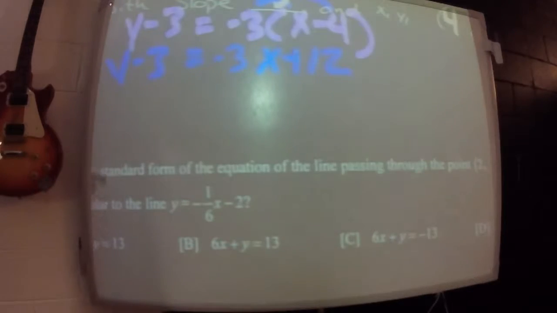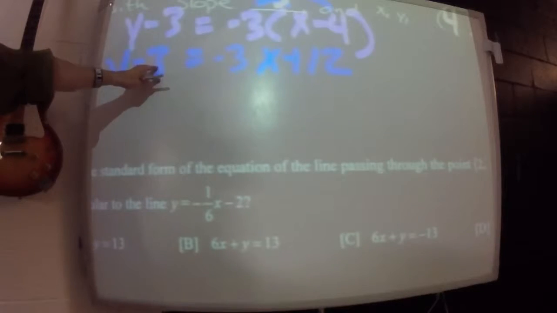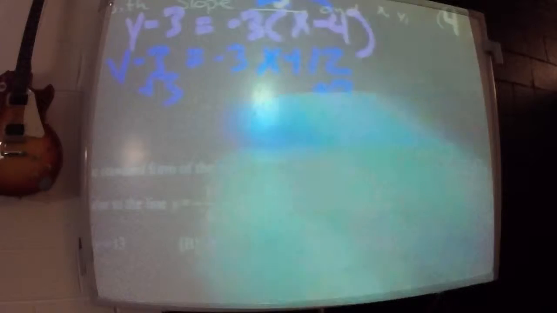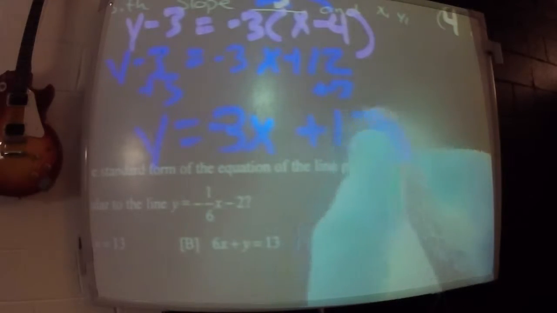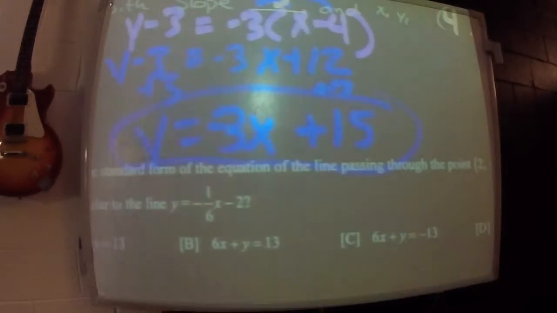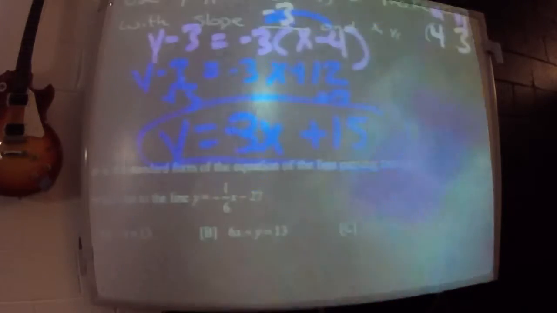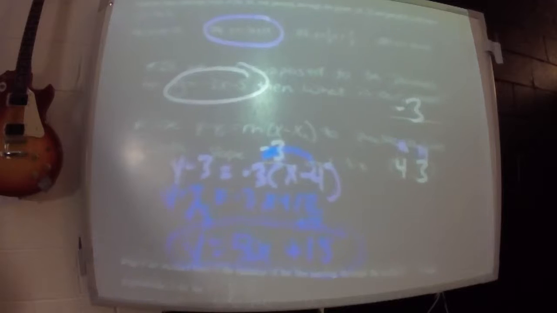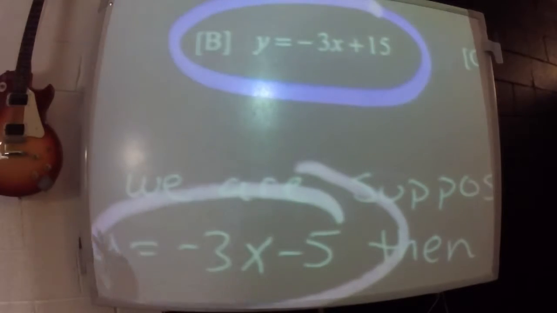And then the only thing you have left to do is add the 3 to both sides. Add 3. And then y equals -3x plus 15. Y equals -3x plus 15. All right, that's what you do when they say go through this point and be parallel to.